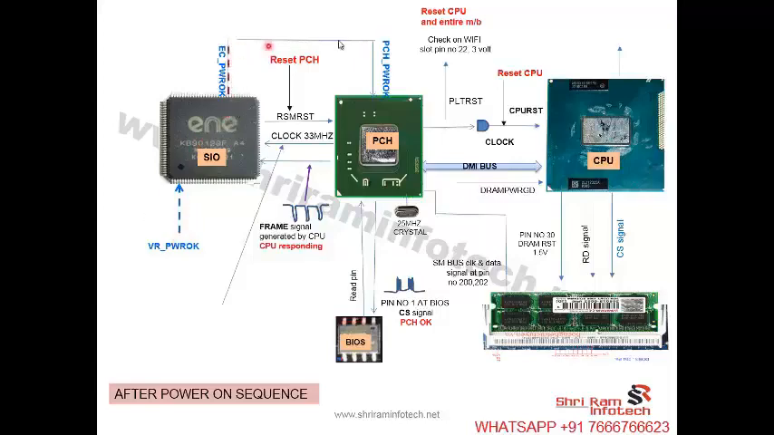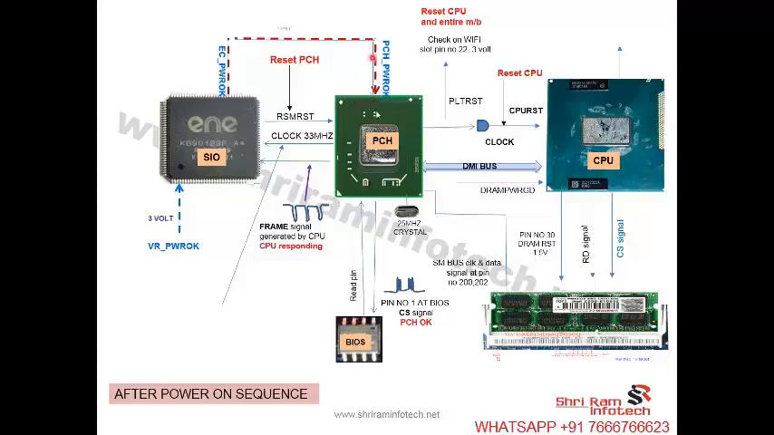So as soon as SIO receives this VR power OK, SIO sends out one signal that is called EC power OK, or the system power OK, or PCH power OK. This is the only signal which SIO sends to the PCH, saying that the power supply is turned on, I have done my job and all power planes are OK now.